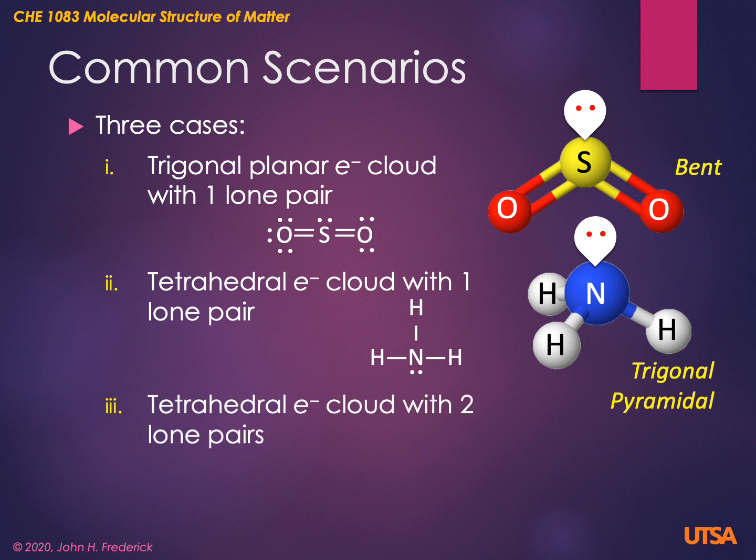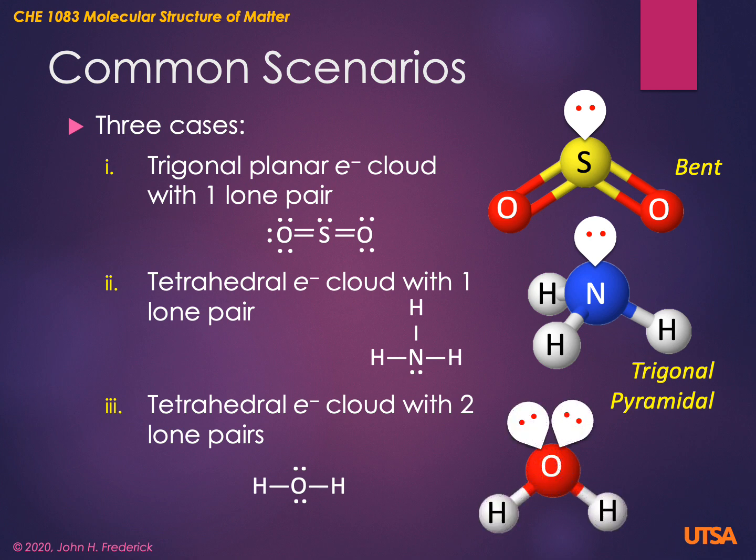Finally, we could have a tetrahedral electron cloud with two lone pairs, and a good example of this is water. All right, water looks like this, and you can see that it is not linear, it is bent because it has two lone pairs of electrons on the oxygen. So the four electron clouds around oxygen form a tetrahedral shape, but only two of those are actually occupied by hydrogen atoms.